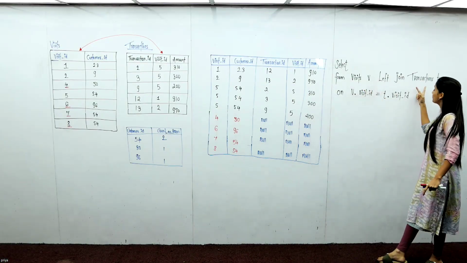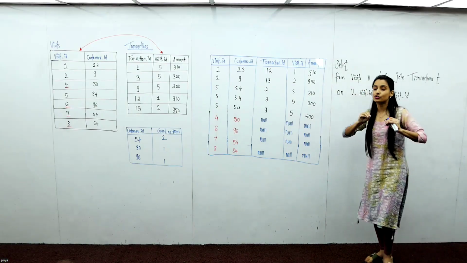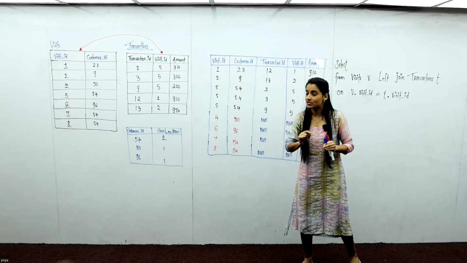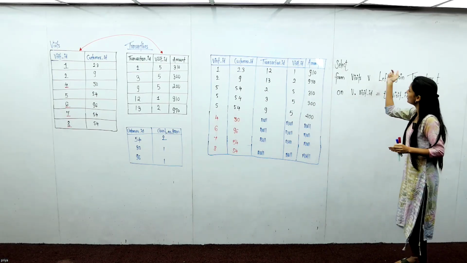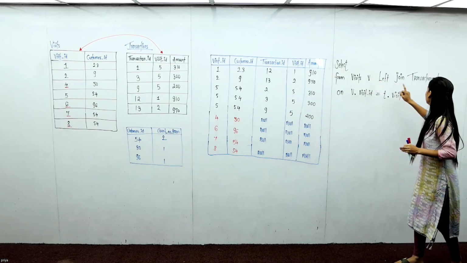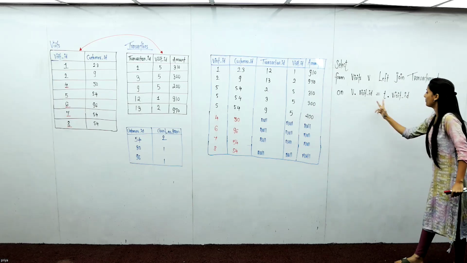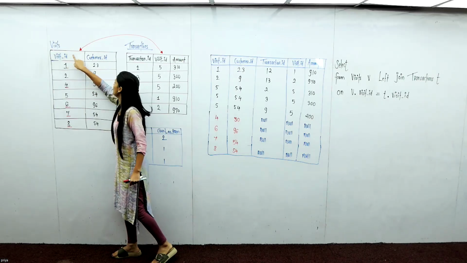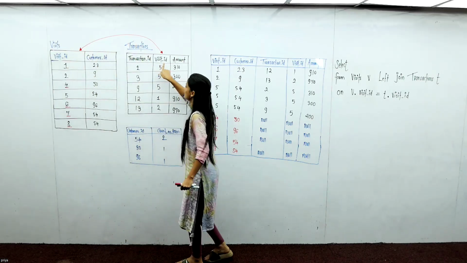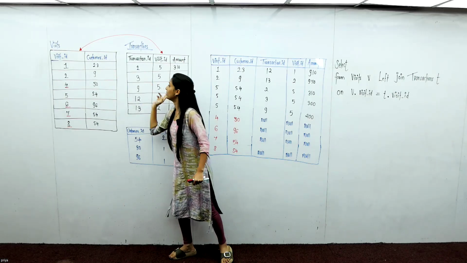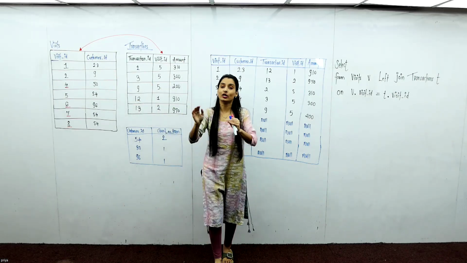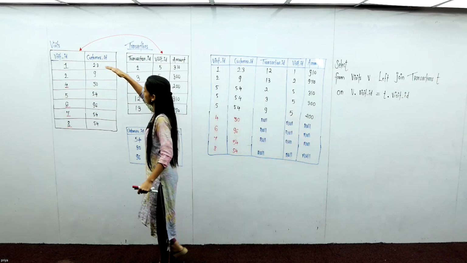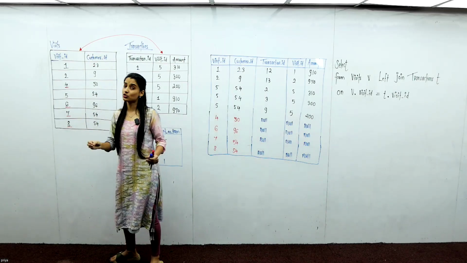LEFT JOIN the transactions table. What does a left join do? A left join will return the matching records plus the non-matching records from the left table, based on the common column. See, v.visit_id should match with t.visit_id. If these two values match, we return those records, along with the non-matching records from the visits table. This is what we have to return.